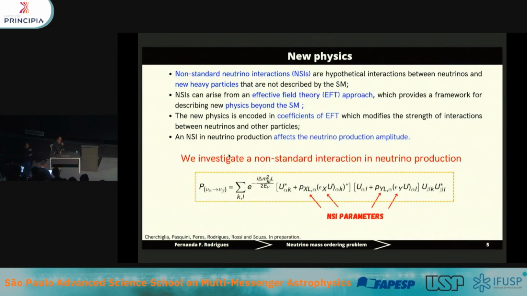So the question is, can this issue be a sign of new physics? Well, in order to investigate this problem, some colleagues from University of Campinas and I investigated the possibility of this being a sign of physics beyond the standard model. For this, we use an effective field theory approach and consider a non-standard neutrino interaction affecting the neutrino production, in which we obtain this equation here for the oscillation probability.